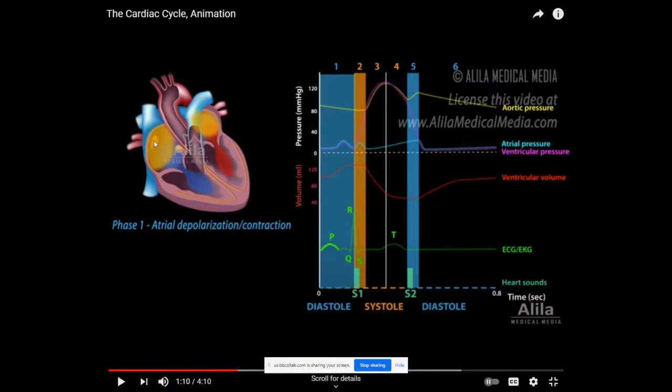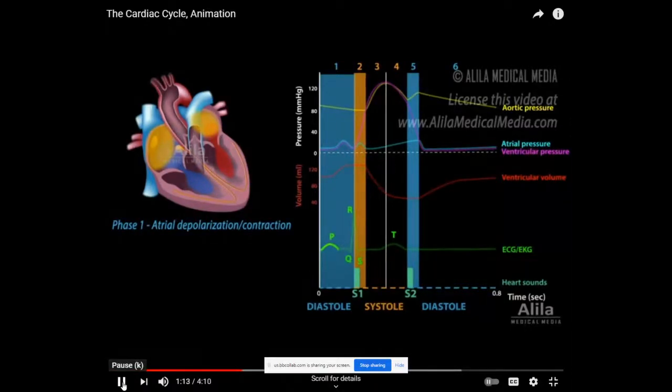Right, and we can see the SA node is depolarizing. It's washing across the atrial walls here, spreading over to the other atria, and it's virtually simultaneous when they depolarize. What follows depolarization? Contraction. Contraction, contraction. Okay?